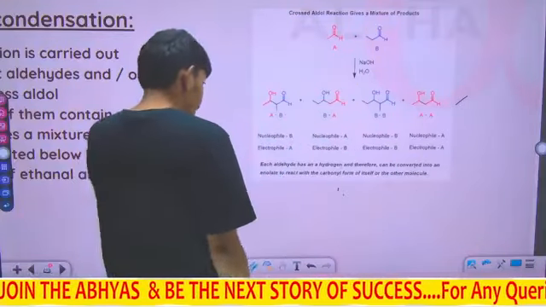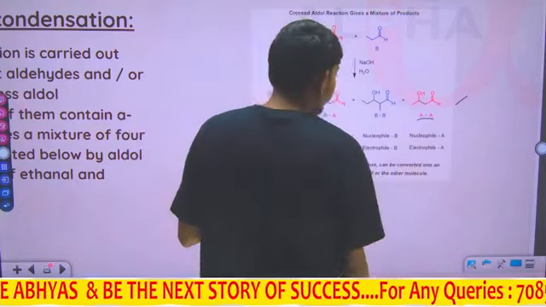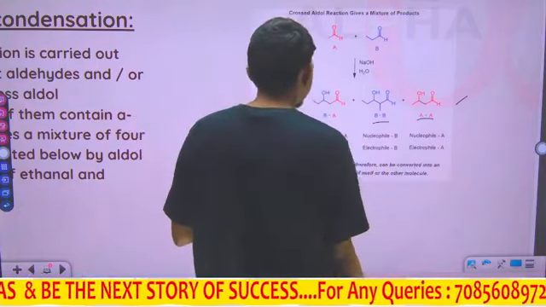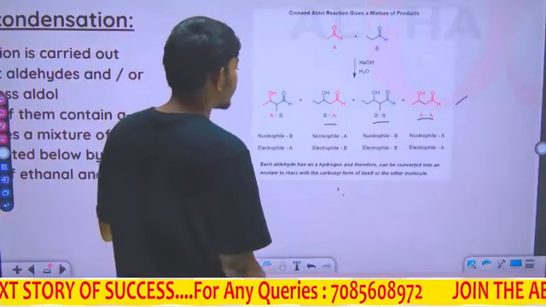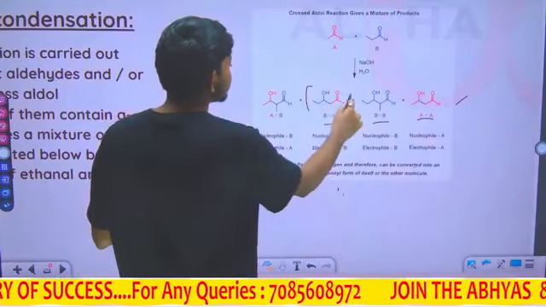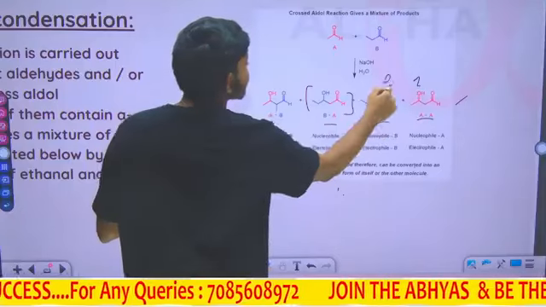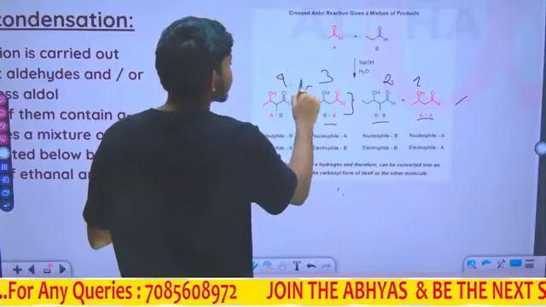So this is your A being nucleophile and electrophile to itself, B being nucleophile and electrophile to itself. This is your A being your nucleophile and B being your electrophile. This is your first product. This is your second product. This is your third product. This is your fourth product.